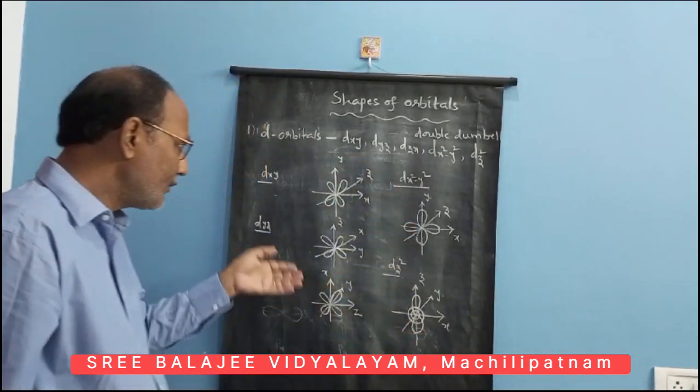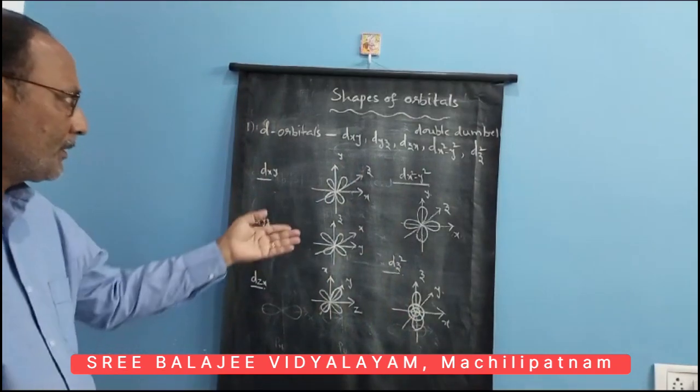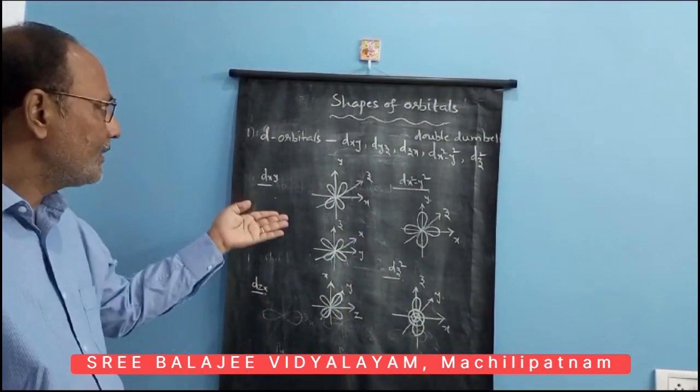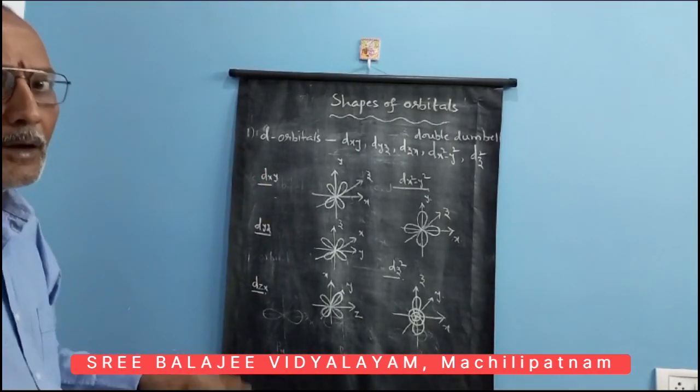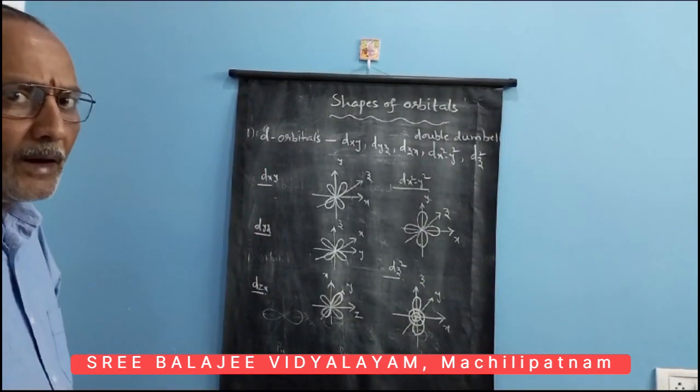So altogether here we have the shapes of the d orbitals, and like this we can have different shapes for the remaining orbitals also, which you are going to learn in detail in your higher classes.